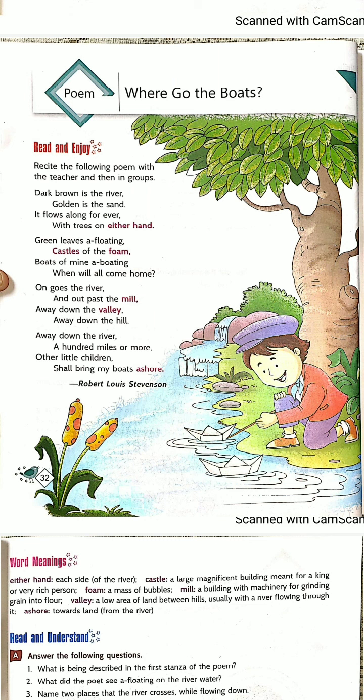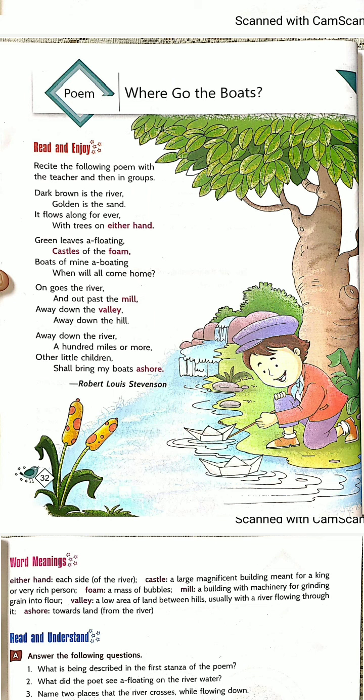The poem is divided into 4 stanzas, and in the first stanza of this poem, the poet says that the color of the river is dark brown and the color of the sand is golden. And the river flows this way. There are trees on either side of the river.